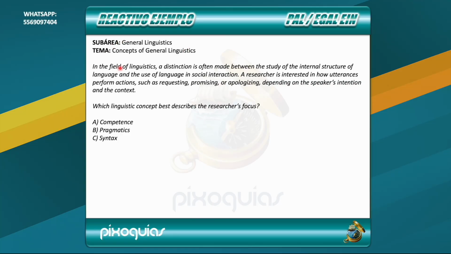In the field of linguistics, a distinction is often made between the study of the internal structure of language and the use of language in social interaction. A researcher is interested in how utterances perform actions, such as requesting, promising, or apologizing, depending on the speaker's intention and the context. Which linguistic concept best describes the researcher's focus? A. Competence, B. Pragmatics, or C.